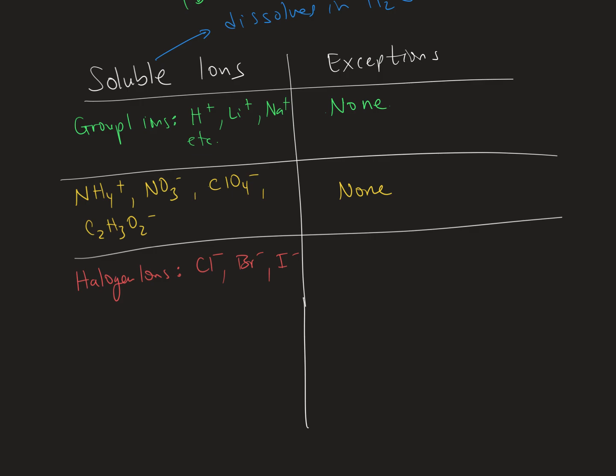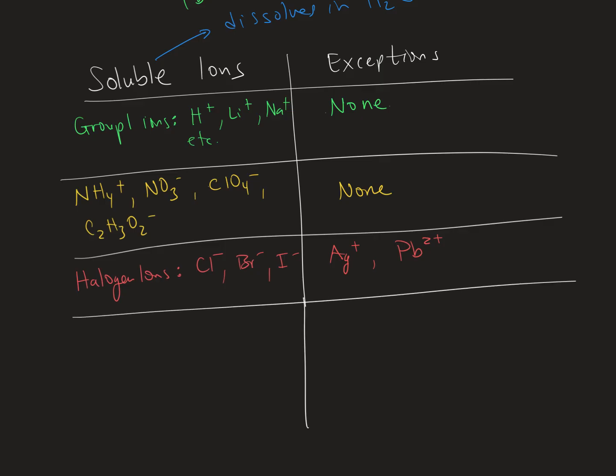But these do have exceptions. These are soluble for the most part, except when bonded with silver plus, lead 2+, and that's it. Well, there is one more, but we never use it, so I'm not going to give it to you. Good enough, or do you want it? Give it to us, please. Okay.